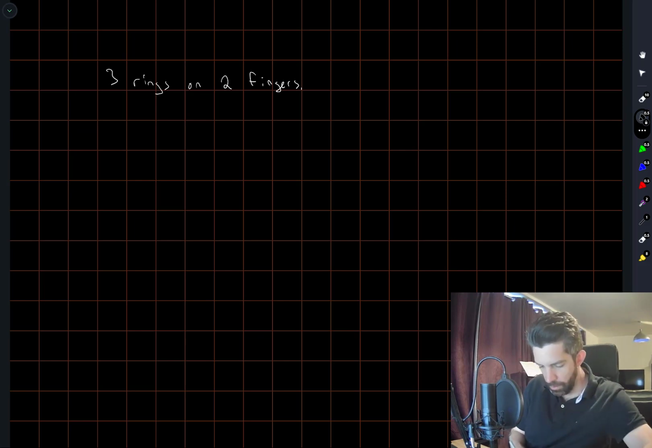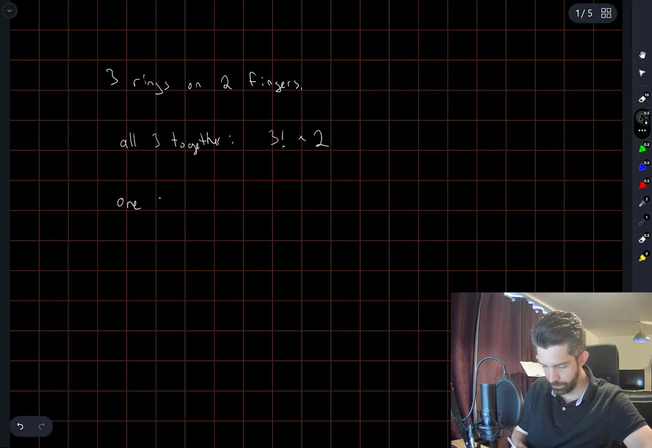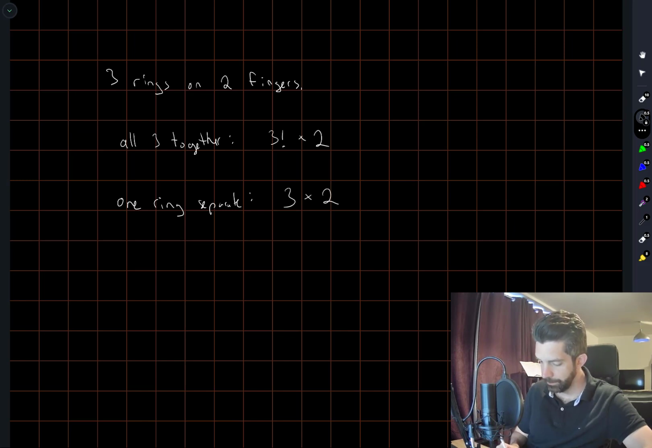Okay, so if all 3 are on 1 finger, the number of ways of doing this is 3 factorial times 2, right? 3 factorial ways of ordering the rings, 2 fingers that we could possibly do that on. And then the only other way of doing this is 1 ring separate. So the total number of ways of doing this, well, there are 3 possible rings which could be the separate one, 2 fingers where the lone ring could go, and then 2 arrangements of the rings on the finger that has 2 rings. So this is 12 total arrangements, and this is also 12 total arrangements, so we get 24.